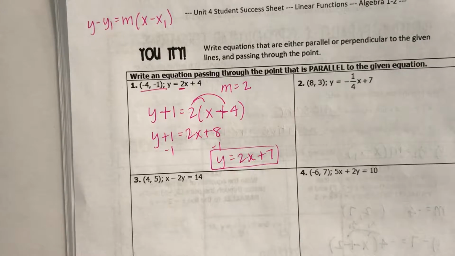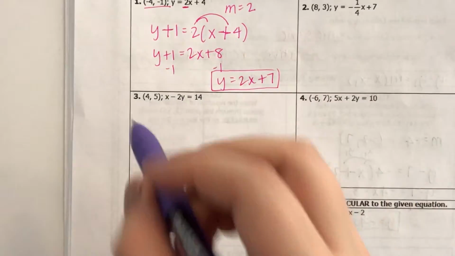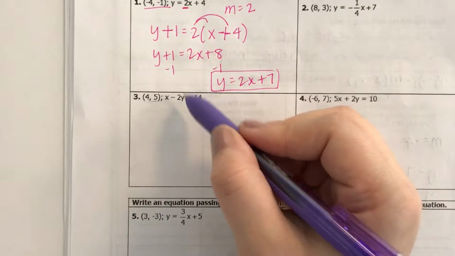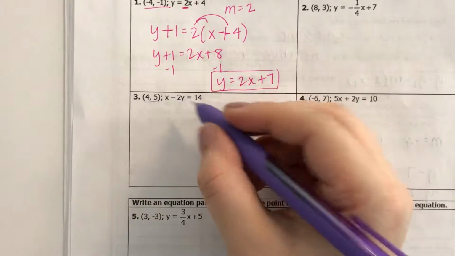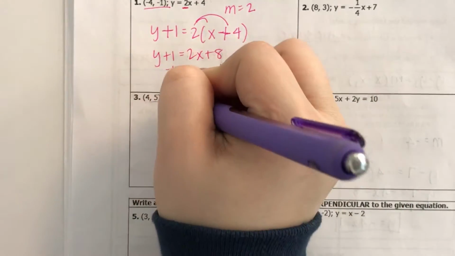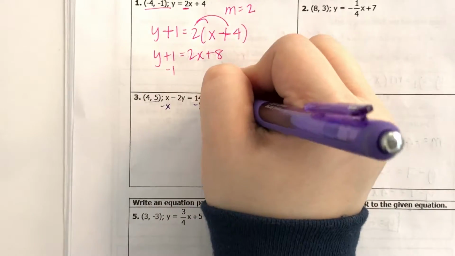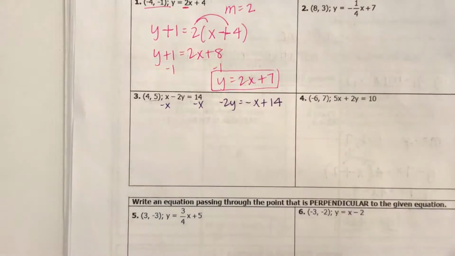Let's use this color, purple. Okay. I need to have the same slope. I have a point. I don't know what the slope is because it's not in slope-intercept form. I need to get y by itself. So in order to do that, I need to subtract x. Subtract x, and I get negative 2y equals negative x plus 14.